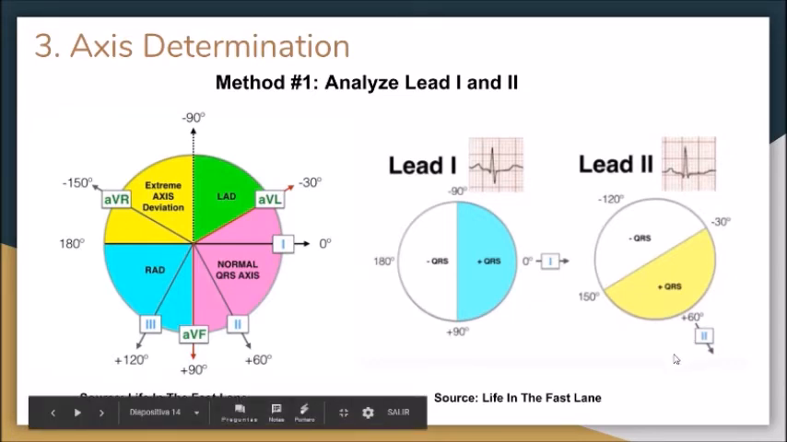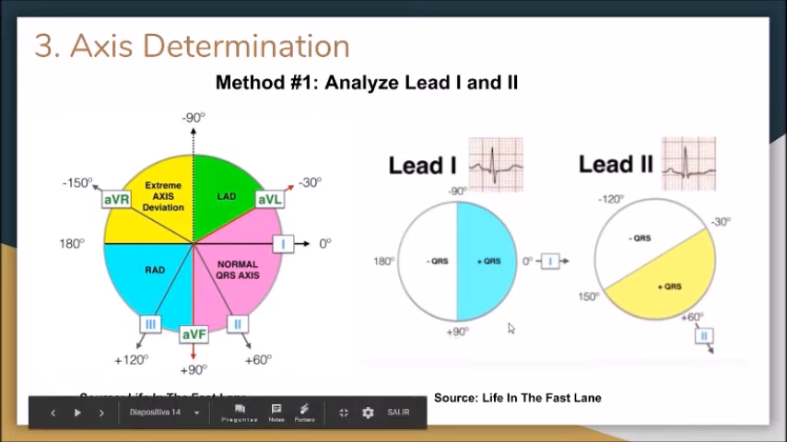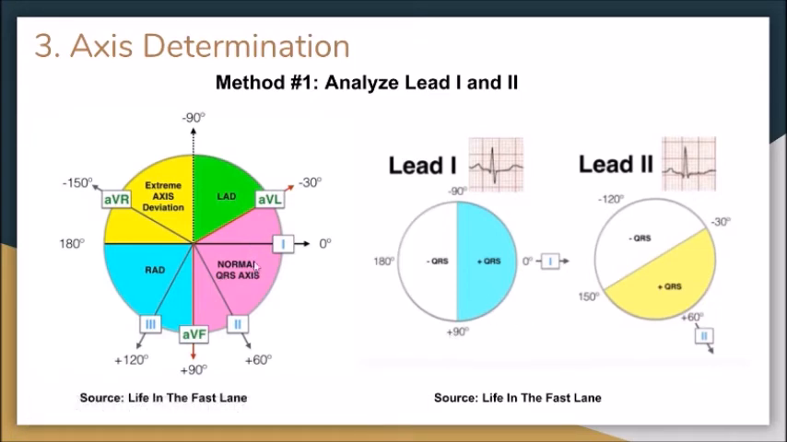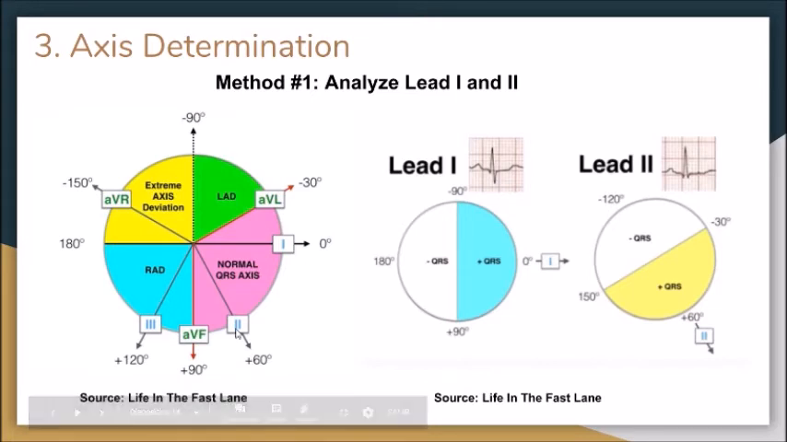Note that there's an overlap between the positive QRS of lead 2 and the positive QRS of lead 1. It's exactly between negative 30 degrees and 90 degrees. And that's really funny because that corresponds exactly to the normal QRS axis. What that means is that if both leads 1 and 2 have a positive net QRS, you have a normal axis. Let me repeat that again. If leads 1 and 2 have a net positive QRS, you have a normal QRS axis. And that's a really, really key point for this first method.